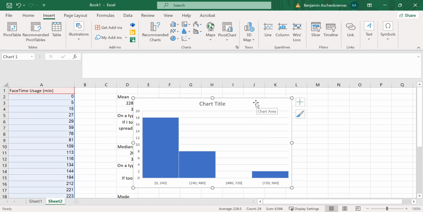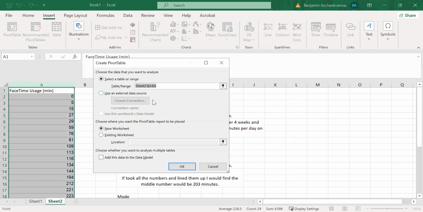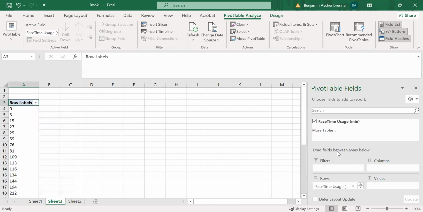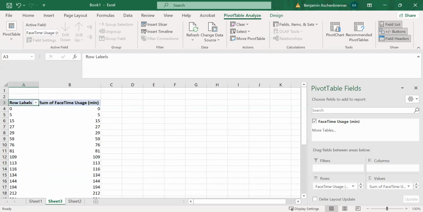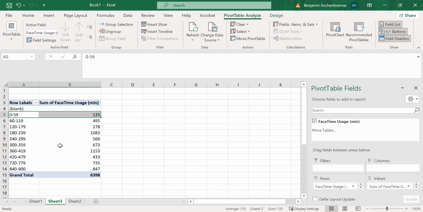So it might be interesting for me to go in here and make a pivot table and say, all right, I want to get my FaceTime usage into my rows and my values. And then I want to get my grouping on here. So now I have control over the grouping. So if I went from 0, ending at 847, let's say I'm going to count by 60, so I want a multiple of 60. That would be 840, 900. And I'm going to count by 60s. Now I can make a graph of this.